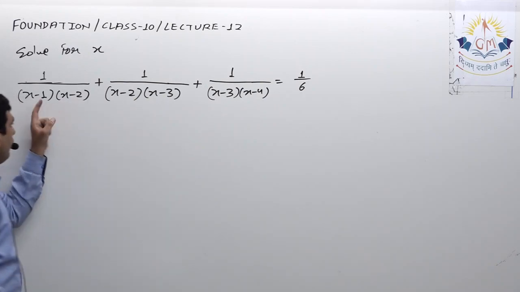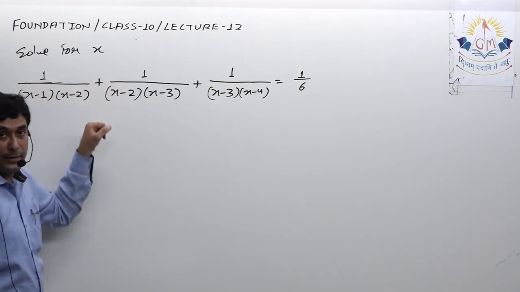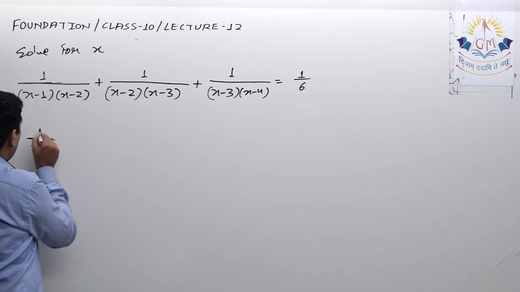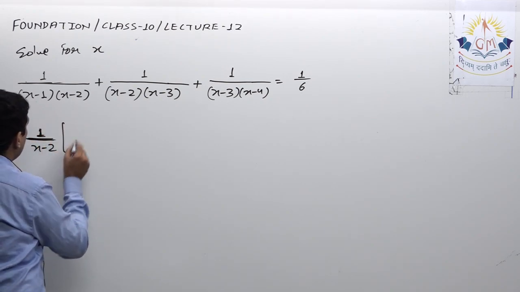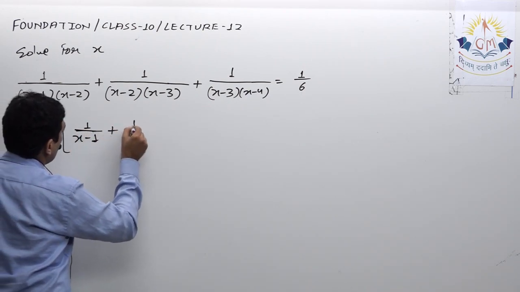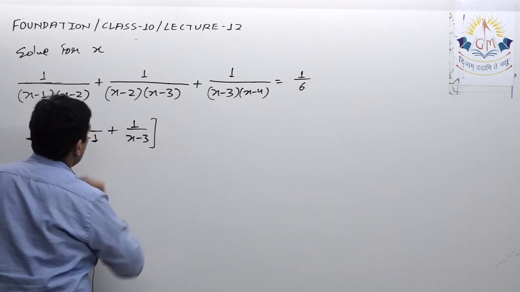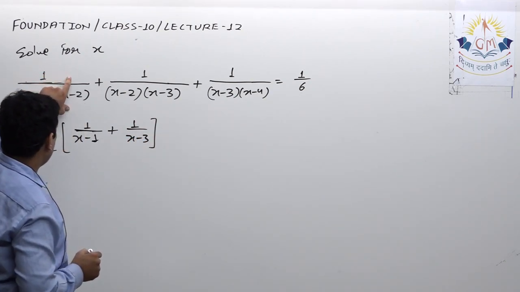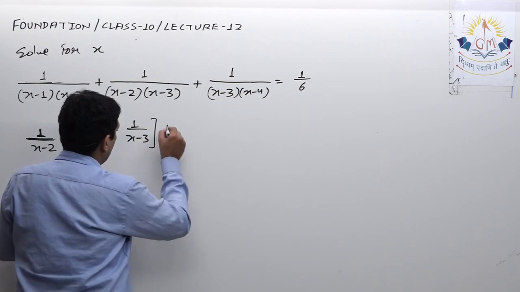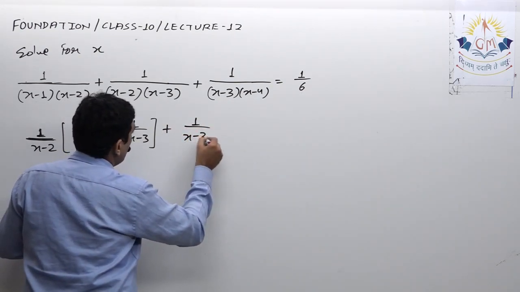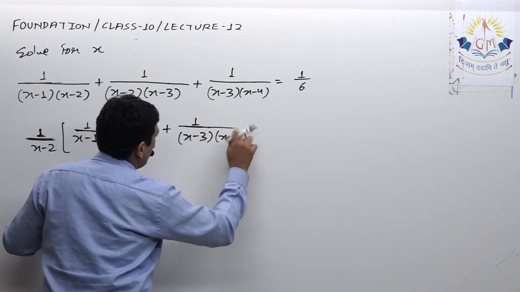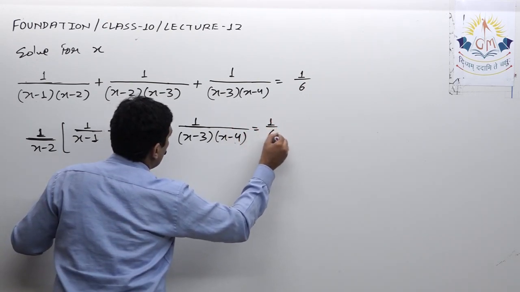From these two, 1 upon x minus 2 can be taken common. I'll take 1 upon x minus 2 common from the first two. So in the bracket I get 1 upon x minus 1 plus 1 upon x minus 3, and I write the last term as it is: 1 upon (x minus 3)(x minus 4) is equal to 1 upon 6.